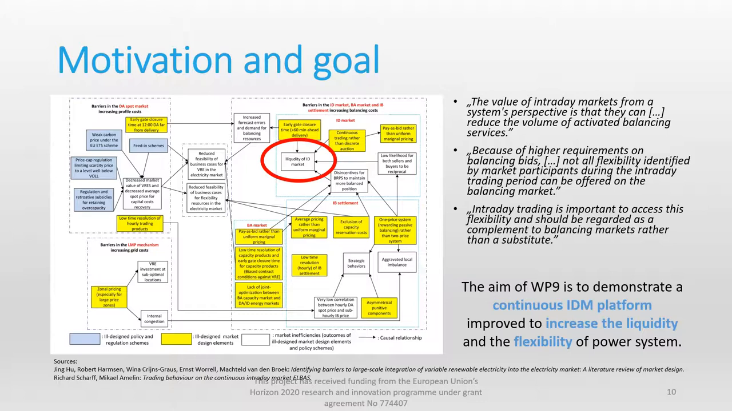Now, out of those many possibilities, our proposal originally decided to choose the following. We wanted to develop and demonstrate a new intraday platform with continuous trading. So instead of using auctions, we decided to move with continuous trading. And we wanted to increase the liquidity of the intraday market, thus removing the burden from the balancing system. And this is what we would like to demonstrate during this project and this demonstration period.